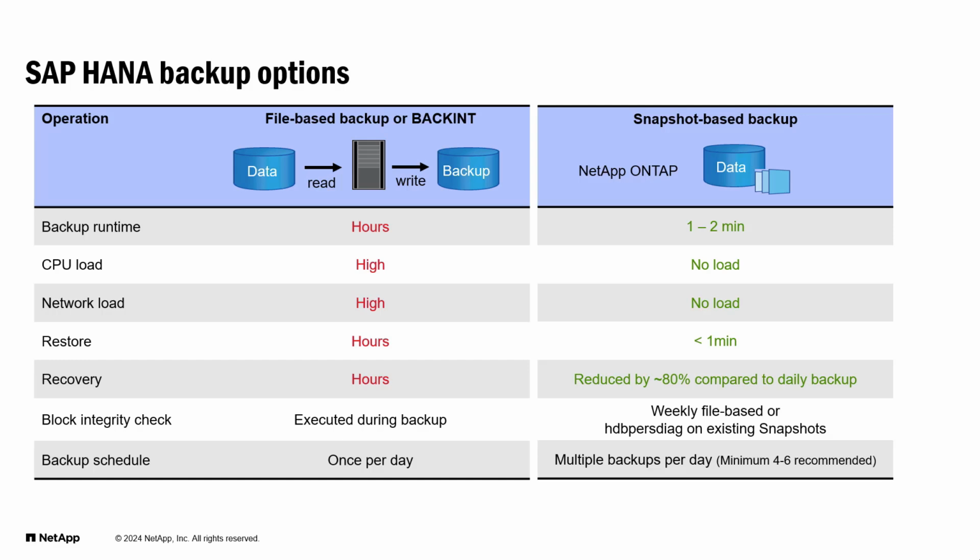SAP recommends to run weekly block integrity checks in addition to snapshot-based backups. These check operations can be either done by running a file-based backup once per week or by running the HANA hdbpersdiag tool against a snapshot backup.